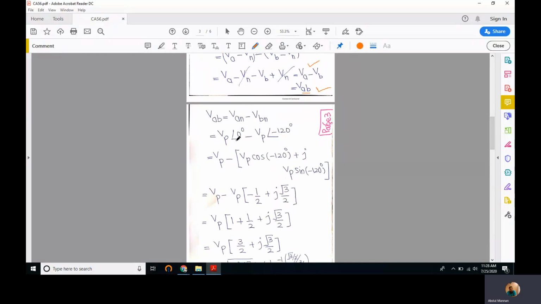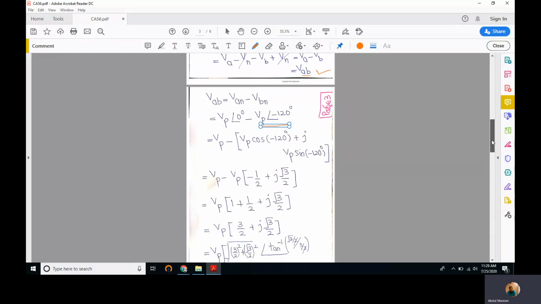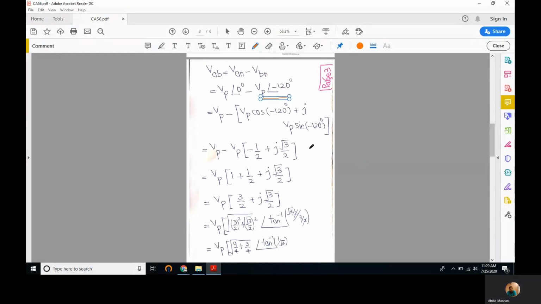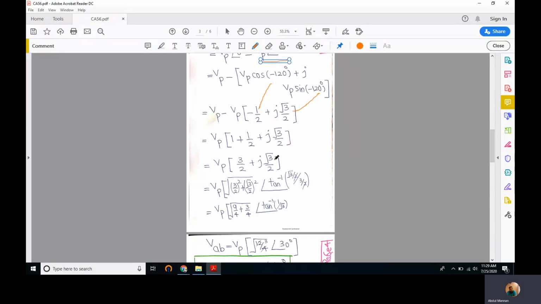So VAN is VP at an angle of 0. This means VP, whereas we have to convert this number into its rectangular form. VP cos of minus 120 plus jVP sine of minus 120, because x is r times cosine of theta and y is r times sine of theta. Putting the values in, sine of 120 is square root of 3 by 2, but sine of minus 120 is minus square root of 3 by 2. So solving takes us here where we have this complex number in its rectangular form.